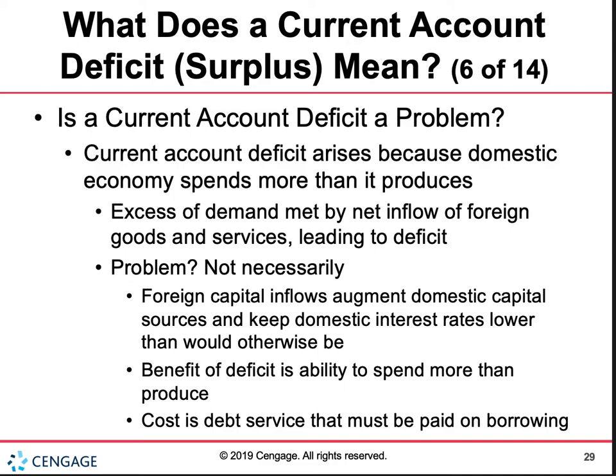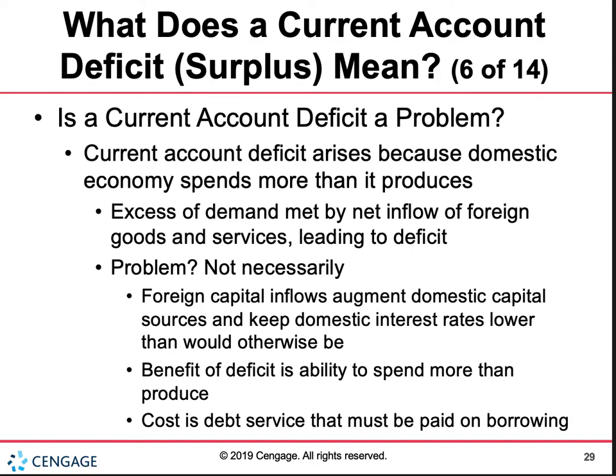Basically, we have such a huge demand. We're a huge population, a lot of people demand certain products, and we import a lot of products because of consumer choice. Now, it's not necessarily a problem. Our foreign capital inflows augment domestic capital sources and keep domestic interest rates lower than would be otherwise. So again, we can afford to do this because of our capital and financial accounts.